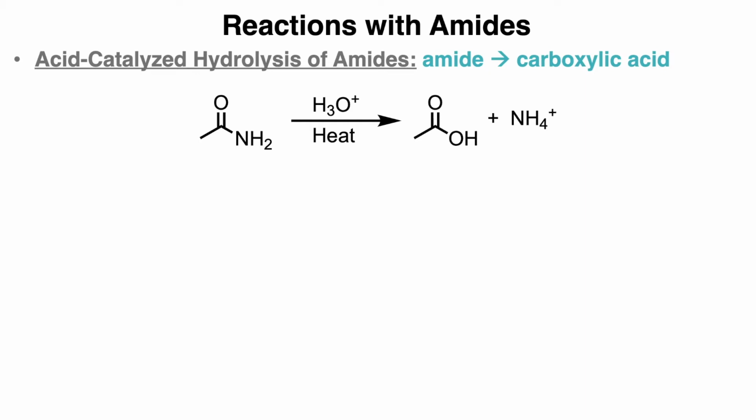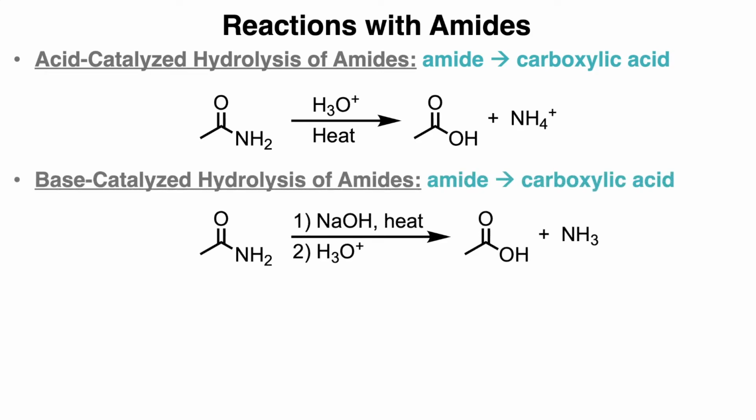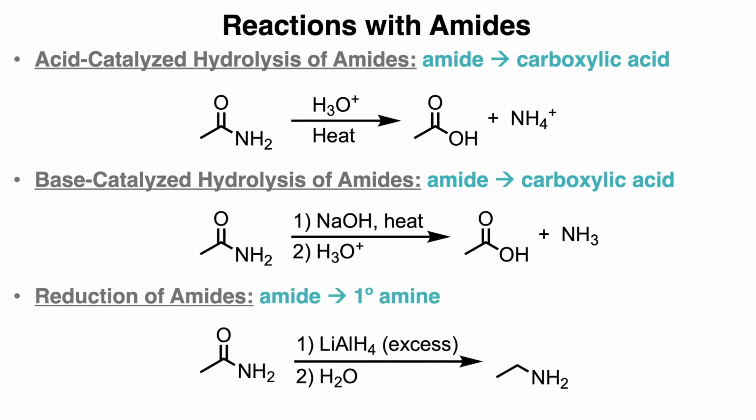Acid catalyzed hydrolysis of amides uses H3O plus and heat to form a carboxylic acid. Base catalyzed hydrolysis of amides uses NaOH and heat in the first step, followed by H3O plus in the second step to form a carboxylic acid. And lastly, amides can be reduced to primary amines using an excess amount of LiAlH4 in the first step and water in the second step to form a primary amine product.